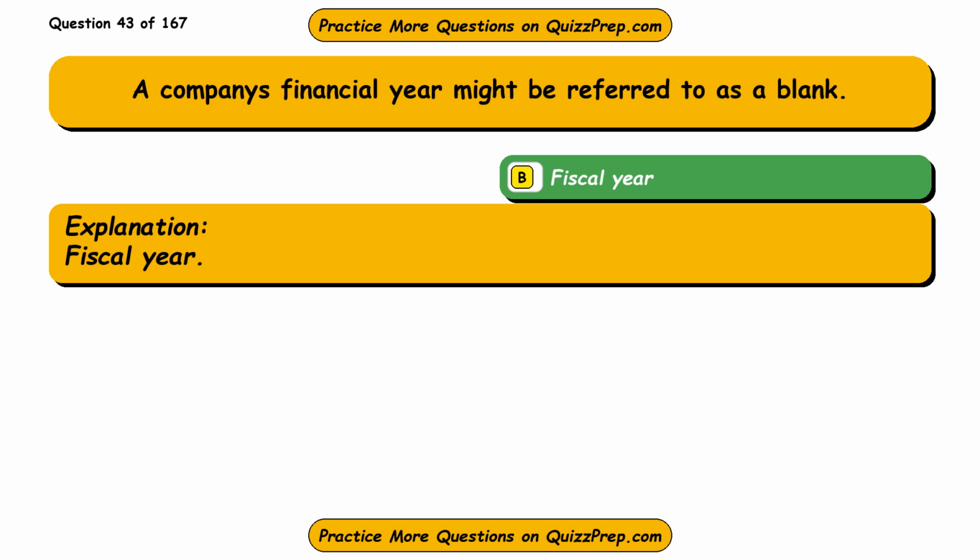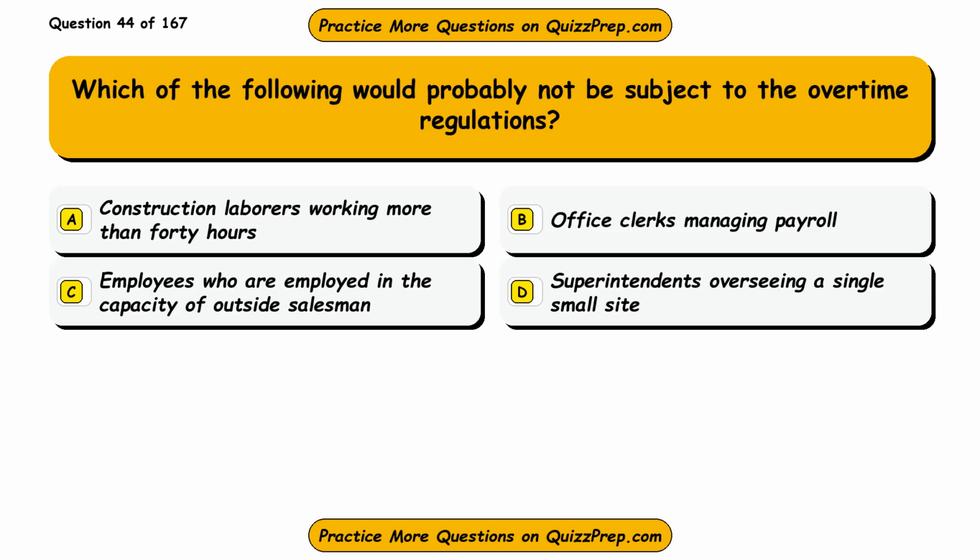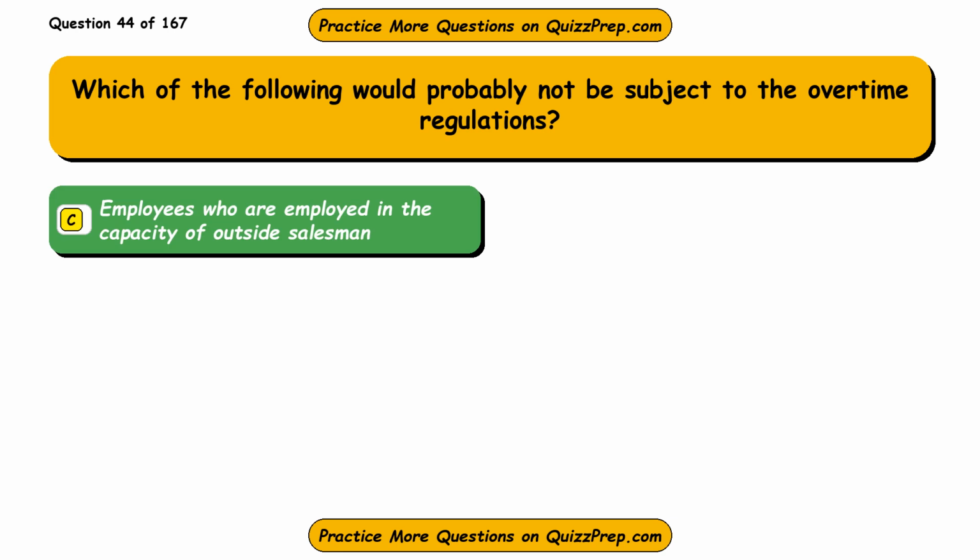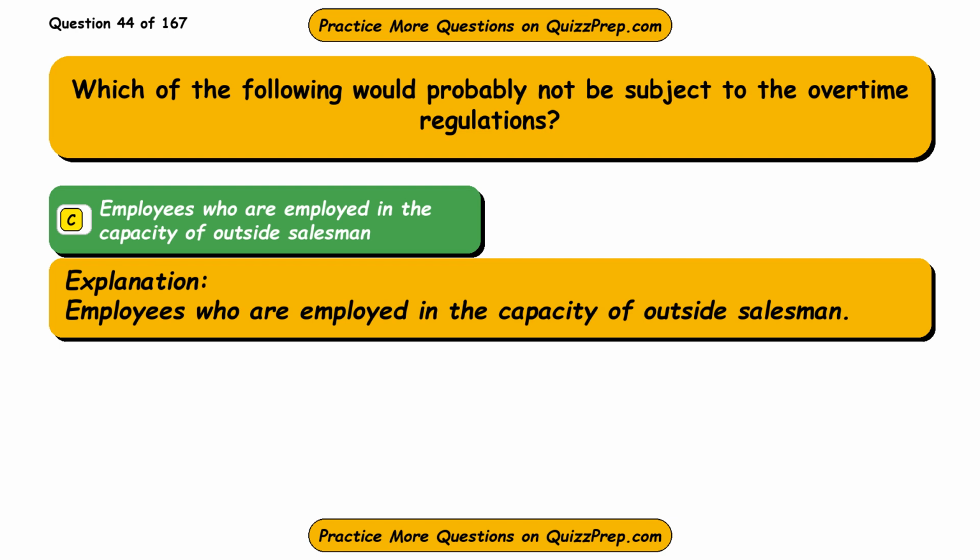Fiscal year. Question 44. Which of the following would probably not be subject to the overtime regulations? Option A, construction laborers working more than 40 hours. Option B, office clerks managing payroll. Option C, employees who are employed in the capacity of outside salesmen. Option D, superintendents overseeing a single small site. The correct answer is option C, employees who are employed in the capacity of outside salesmen.